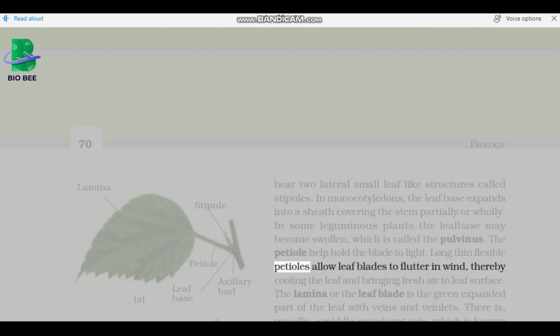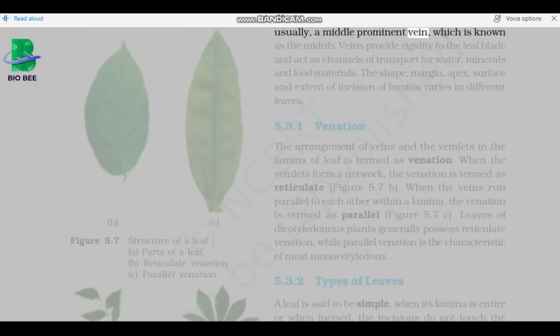Long, thin, flexible petioles allow leaf blades to flutter in wind, thereby cooling the leaf and bringing fresh air to leaf surface. The lamina, or the leaf blade, is the green expanded part of the leaf with veins and veinlets. There is usually a middle prominent vein, which is known as the midrib. Veins provide rigidity to the leaf blade and act as channels of transport for water, minerals, and food materials. The shape, margin, apex, surface, and extent of incision of lamina varies in different leaves.